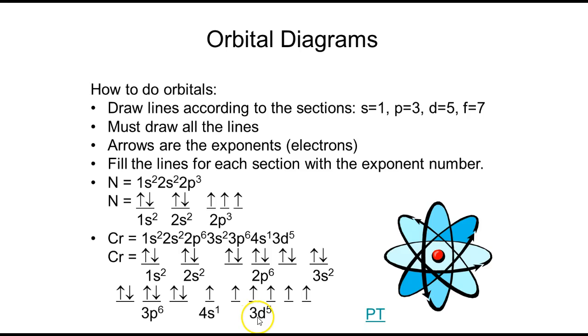Keep in mind, if you had 3d4, you would have 5 lines and one of them would be empty. Okay, so follow those rules, practice it, make sure that you remember how many seats, how many sublevels are in each orbital. So you have 1, 3, 5, and 7, and everything should be able to fill in accordingly.